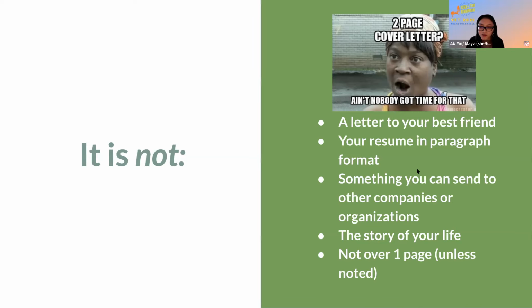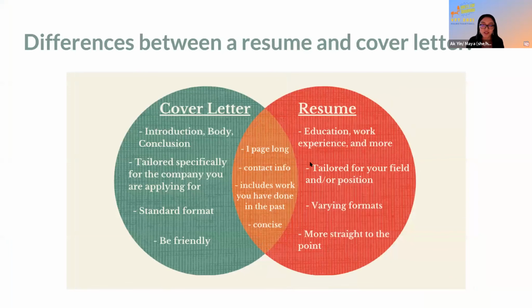Does anyone have any questions? I know I'm going to the next slide, but before, does anyone have any questions or concerns? And if I'm ever talking too fast, feel free to ask.